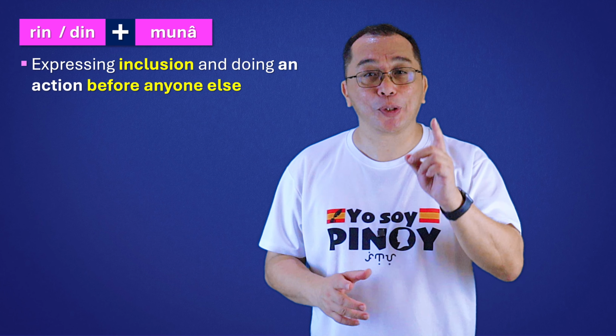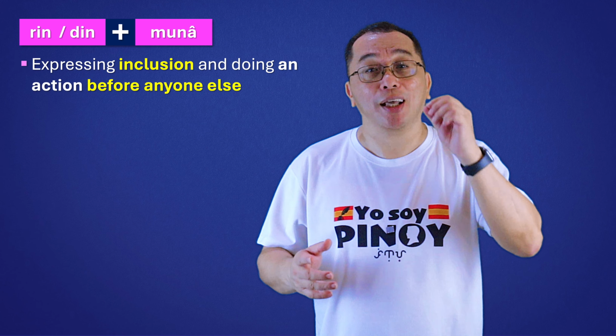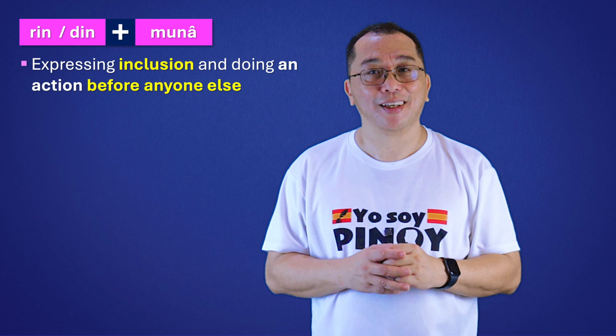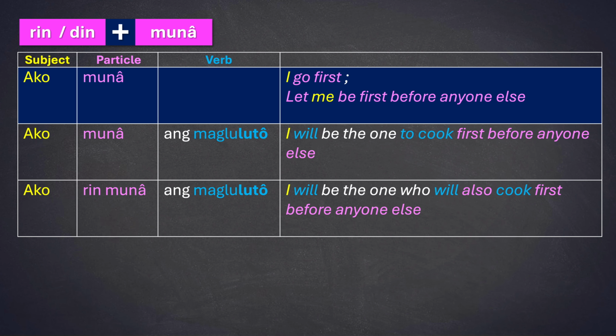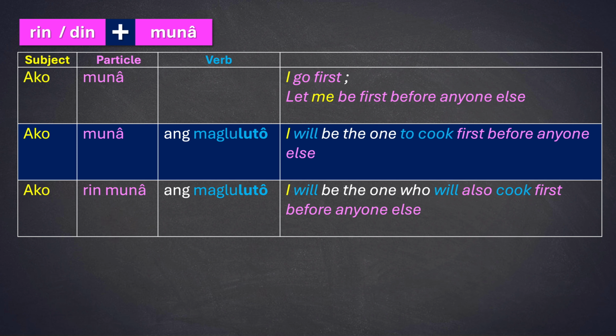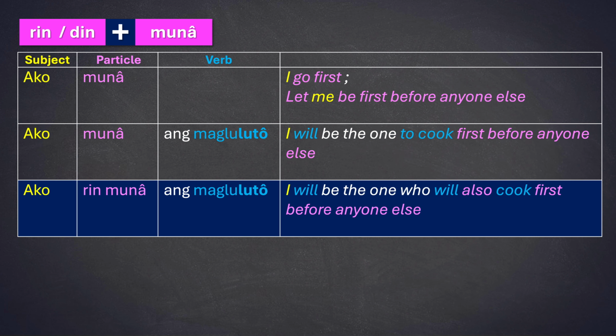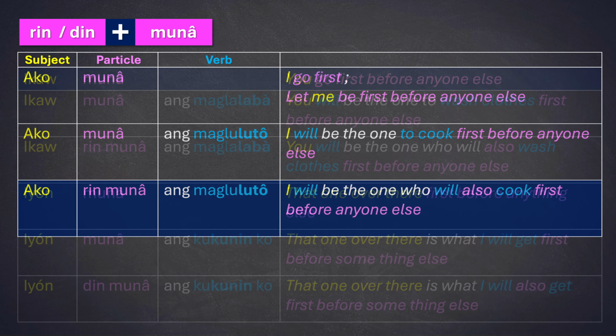And our final combination, rin muna or din muna. They are used to express inclusion and doing an action before anyone else. Take a listen. Ako muna. I go first, or let me be first before anyone else. Ako muna ang magluluto. I will be the one to cook first before anyone else. Ako rin muna ang magluluto. I will be the one who will also cook first before anyone else.